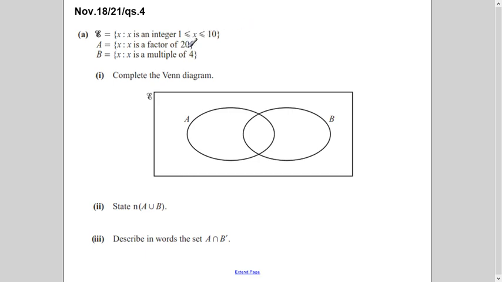So first of all, if I want to complete this diagram, I will list down A and B rather than doing it mentally. We will focus on the other two parts later, right? So first of all, just focus on this, to complete the Venn diagram. So let's list down the elements of A and B.